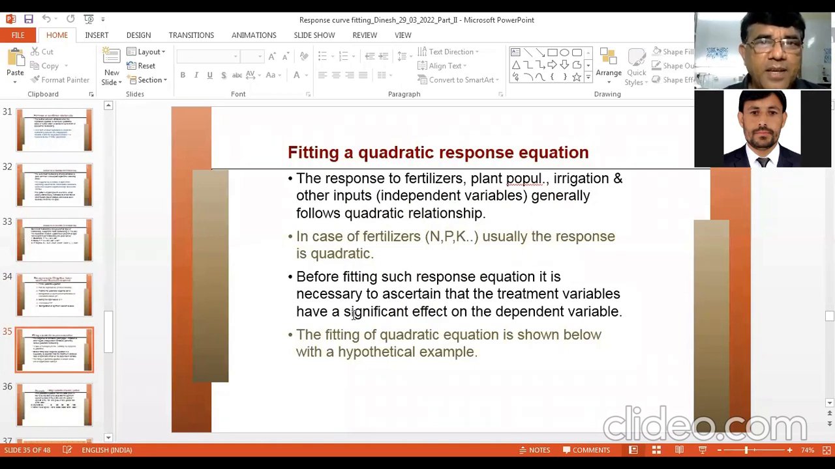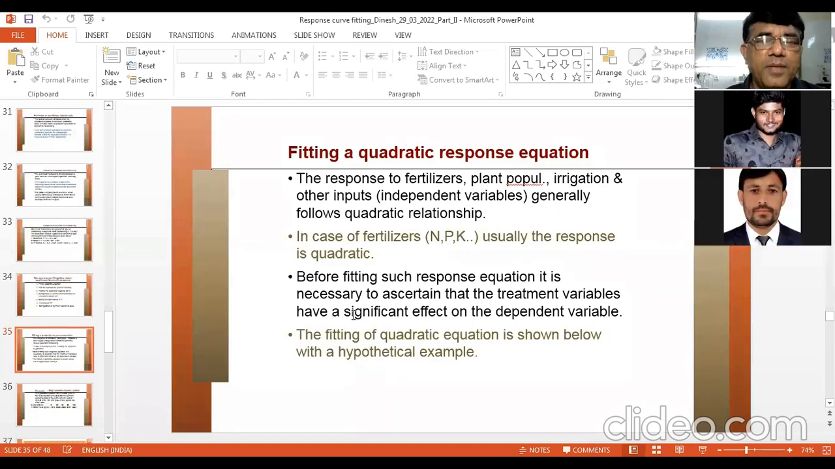Now, first job is fitting a quadratic response equation. Here now you understand fitting means to find out the value of A, B, C, and if you put those values in the equation, that is the best fit line. The response to fertilizer, plant population, irrigation, and other inputs generally follows quadratic relationship. Somebody must have taught you relationship between plant population and growth of the crop, or biomass accumulation, leaf area index, and so on. So those are actually quadratic kind of responses. So in case of fertilizer, most of the time it is quadratic response, particularly in case of NPK.